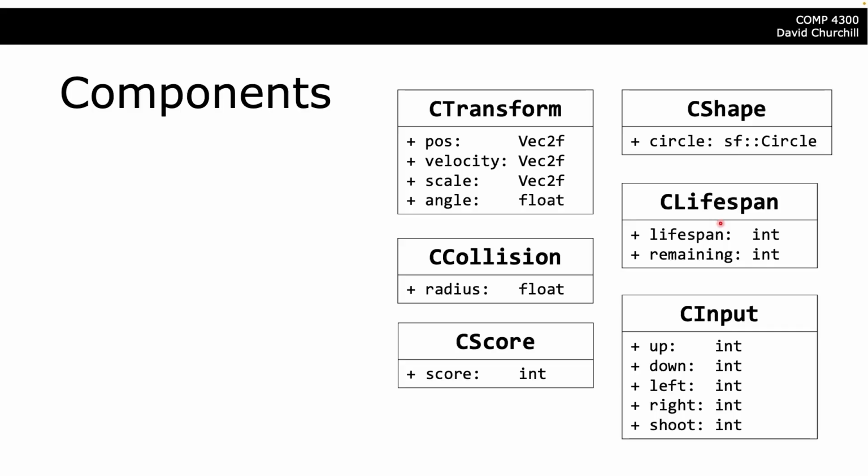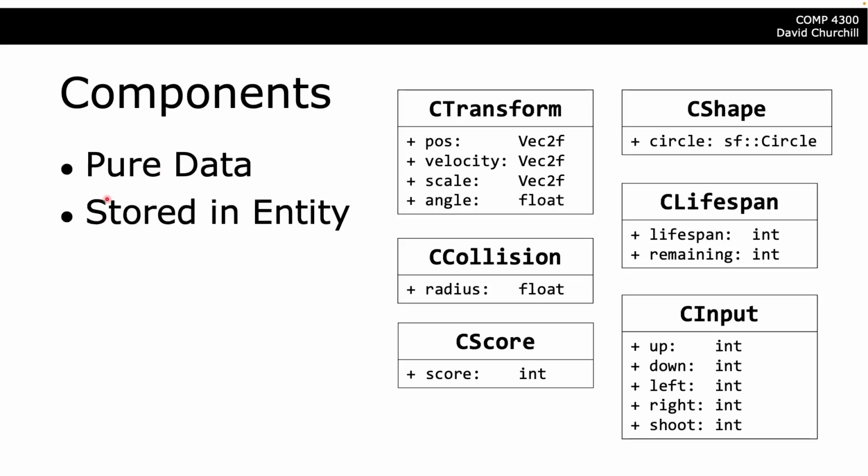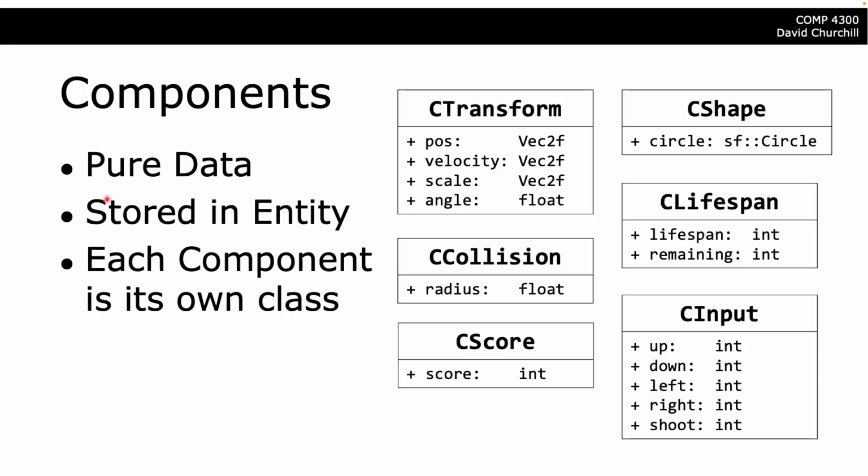Our components, we have several components that we're going to use for this particular assignment. As you get into more and more complex games, you'll probably introduce more and more components in order to implement those game mechanics. But this is a relatively simple game, so we can get away with having just 6 or 7 different components. Just keep in mind that these are all pure data. They are stored within the entity class in a component tuple. Each component is going to be implemented as its own class, and it's going to be stored in the entity.